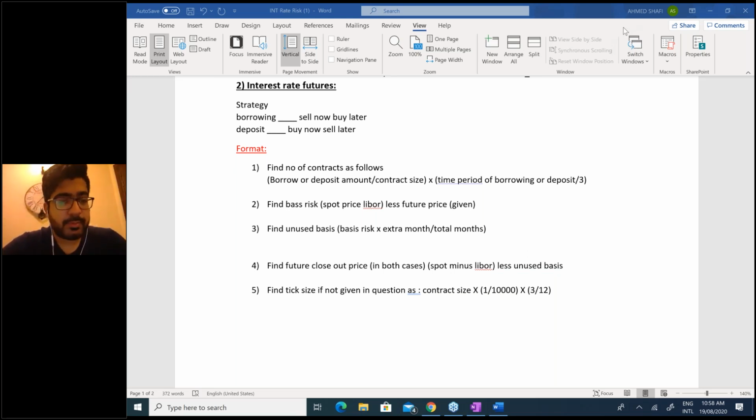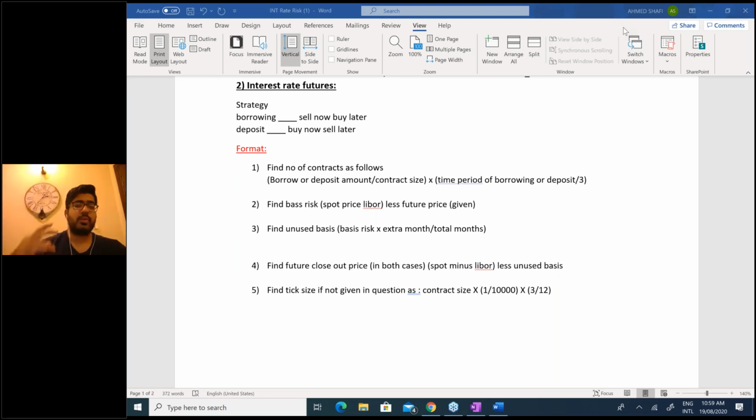Okay, in interest rate futures, first remember the strategy. In borrowing, the strategy is sell now, buy later. And in deposit, the strategy is buy now, sell later. The strategy needs to be learned, like in yesterday's session, you learned that in a payment case we have to buy, so buying rate, and in receipts we have to sell, so selling rate. In interest rate futures, the strategy in case of borrowing is sell now, buy later, and in case of deposit, it's buy now, sell later.